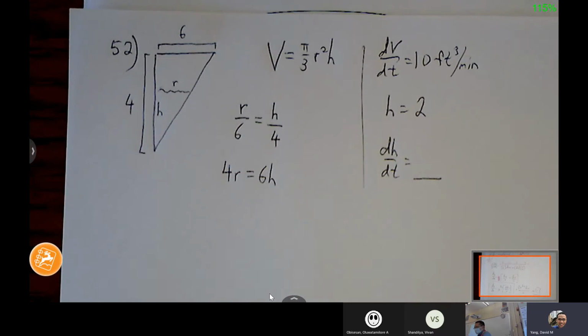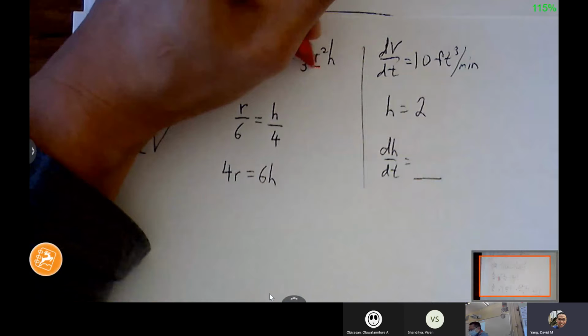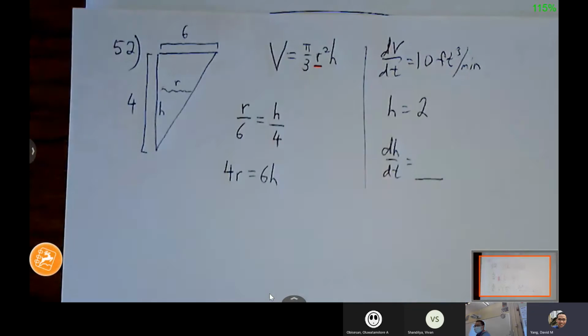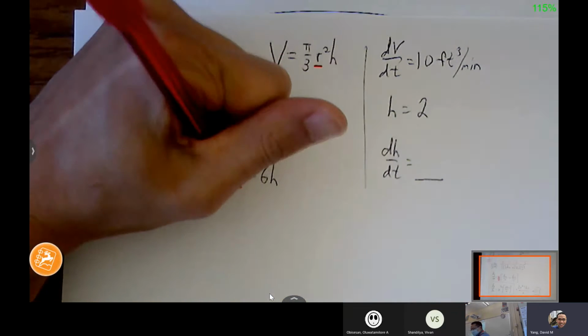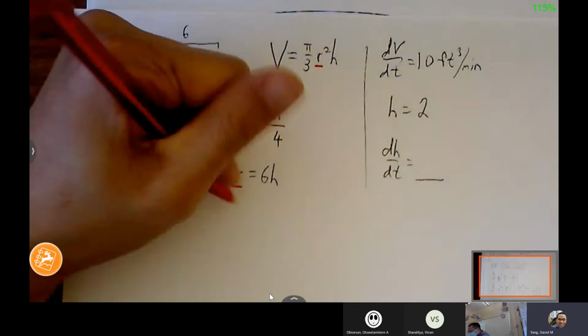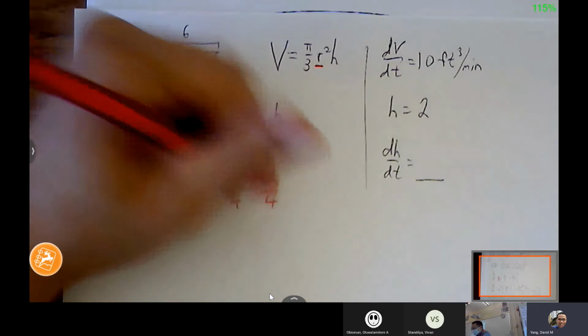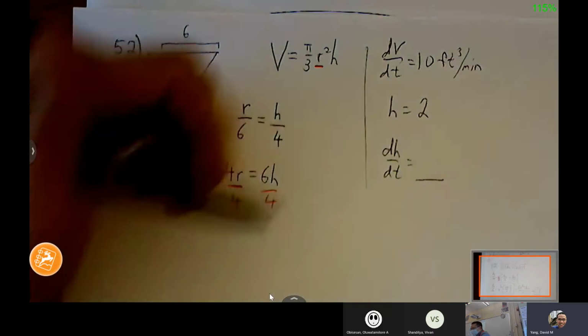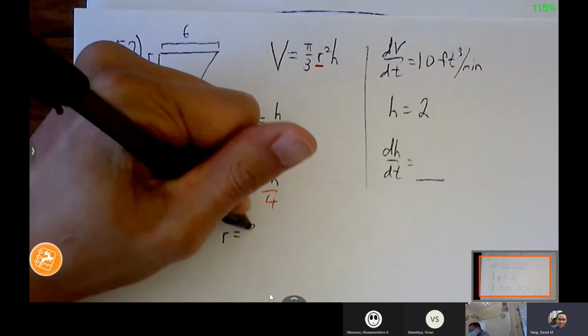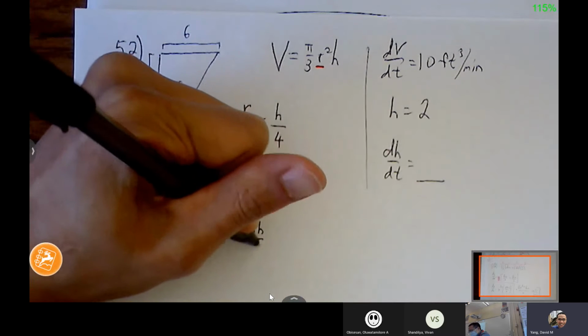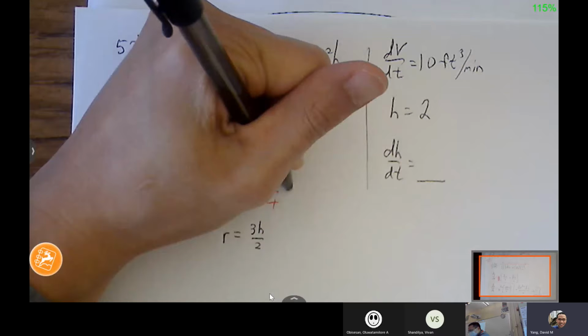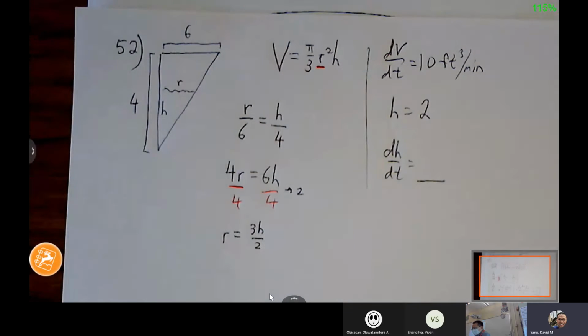So that tells us that ideally, the fastest path to our answer is to get that r removed. So I'm going to solve for r here. Divide both sides by 4. I get r is equal to 3h over 2, right? You can reduce by dividing both sides by 2, I get 3h over 2.